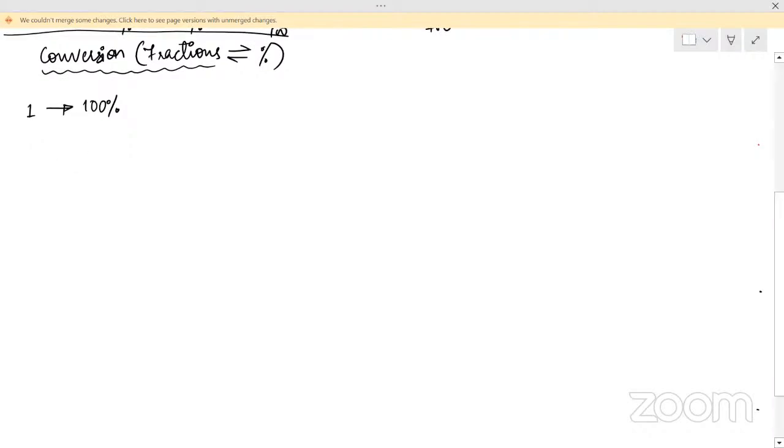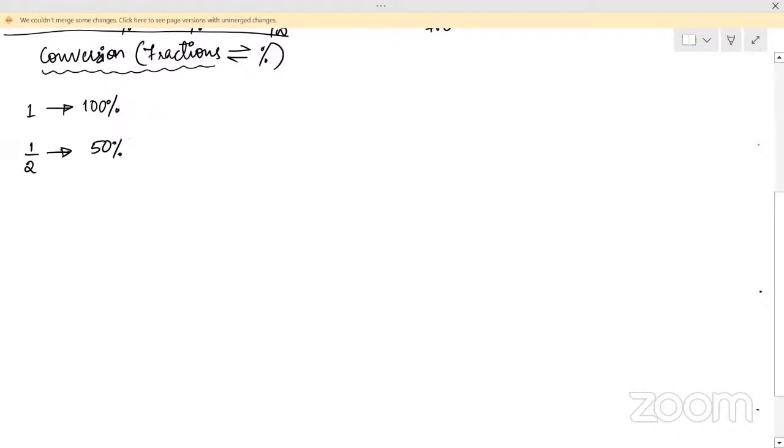One whole is 100%. Okay? What is 1/2? 1/2 has got to be 50%. Now I divided this by 2. Even if you check, the fraction also got divided by 2. Yes or no? Yes, sir.